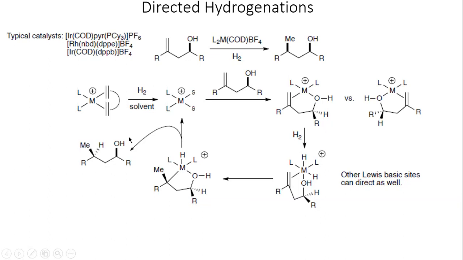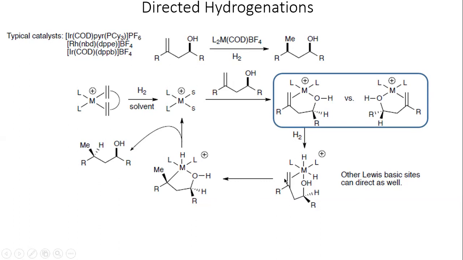And this doesn't have to be an alcohol. It can be other Lewis bases. It can be an amine. It can be a sulfur. As long as it's Lewis basic and it can coordinate to that metal, right? So these are your two transition, well, not transition states, but two competing complexes that are plausible.